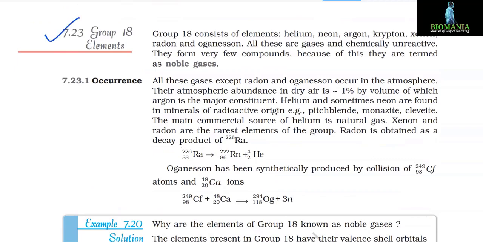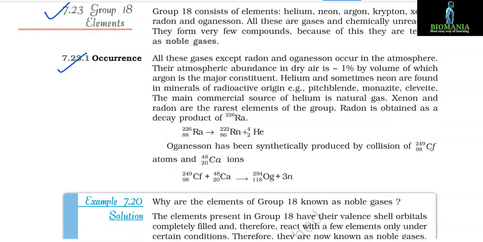7.23 Group 18 elements. Group 18 consists of the elements helium, neon, argon, krypton, xenon, radon, and oganesson. All these are gases and chemically unreactive. They form very few compounds. Because of this, they are termed noble gases.